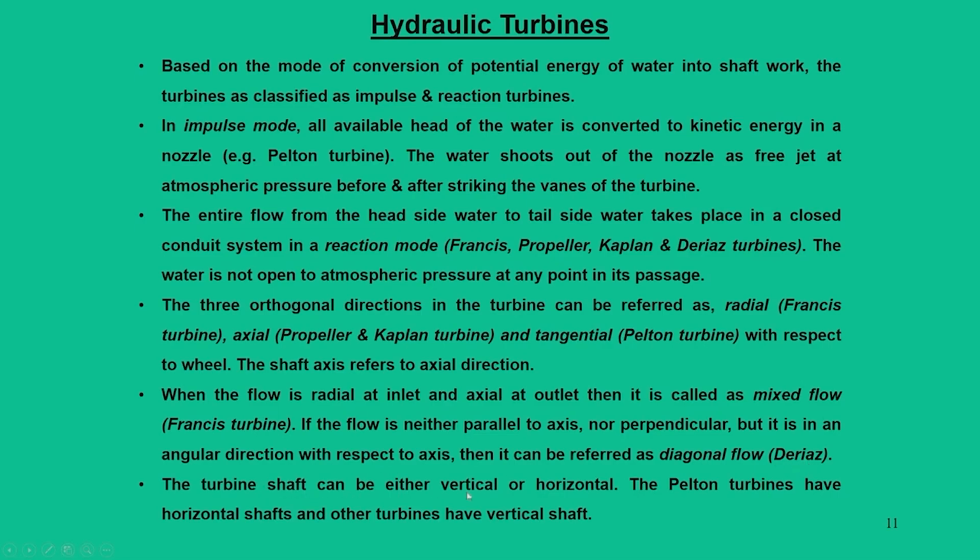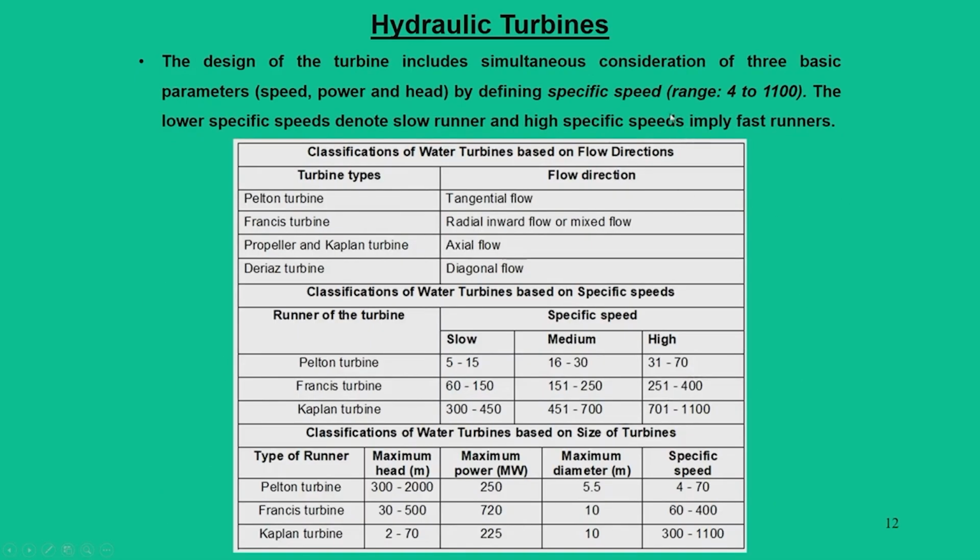Now, the turbine shaft can be either vertical or horizontal. Pelton turbines have a horizontal shaft, while other turbines have vertical shafts. The last feature of classification is specific speed. More details about the definition of specific speed we will discuss in the subsequent class, but the bottom line, or importance, of specific speed with respect to the physical significance for the turbine is that a low specific speed denotes a slow runner and a high specific speed denotes a fast runner.